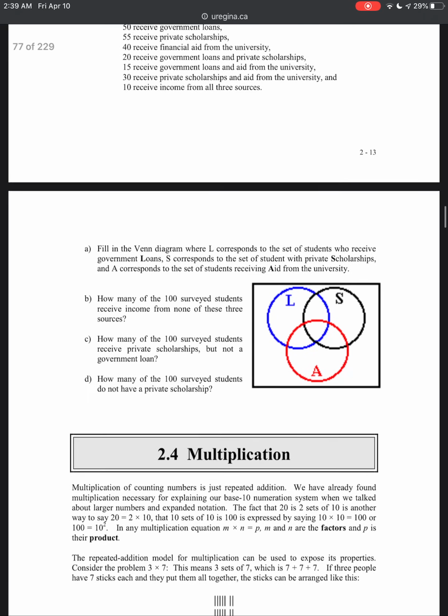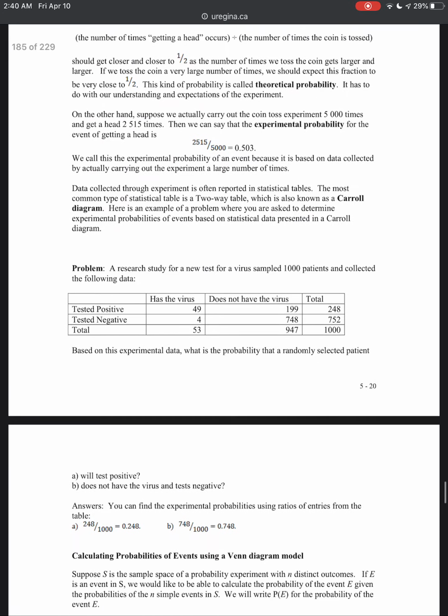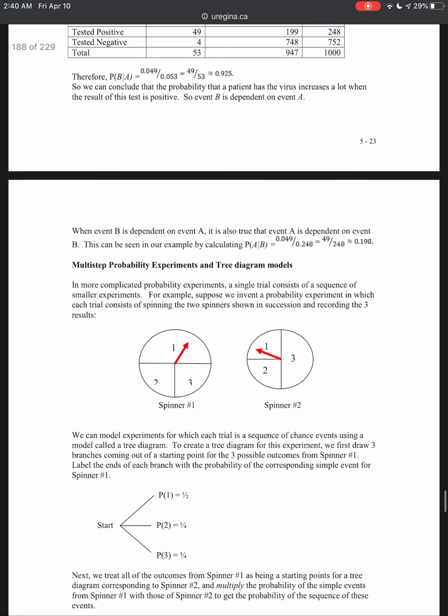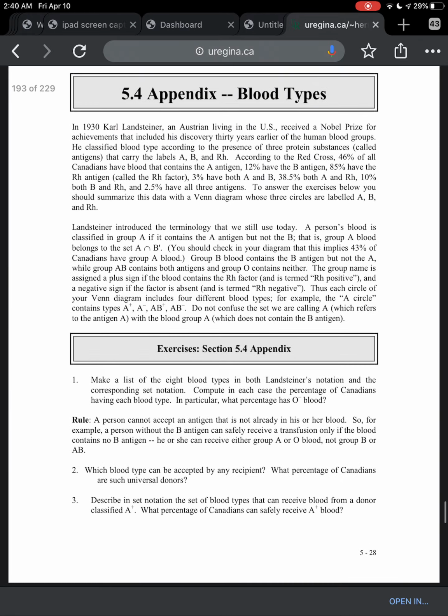Okay, so that is almost it. There's just one little bit left. I'm going to scroll down here because the set theory stuff is spread out a little bit in this textbook. Here we go. I was just looking at it a little while ago. Probability. It was in 5.4 appendix. Here we go.